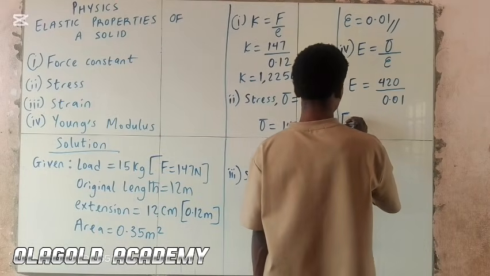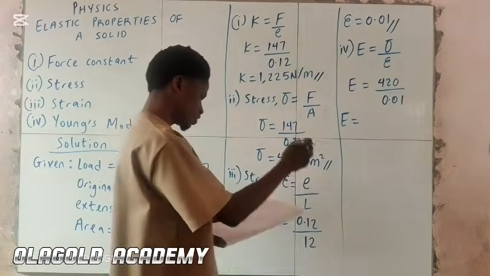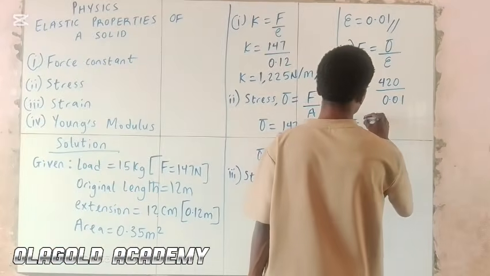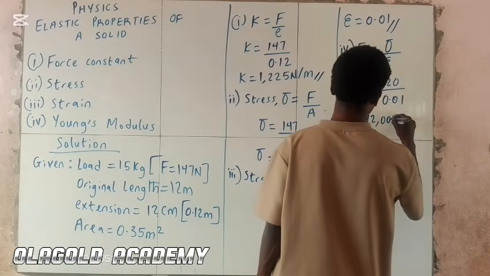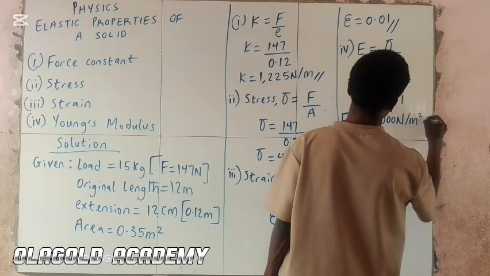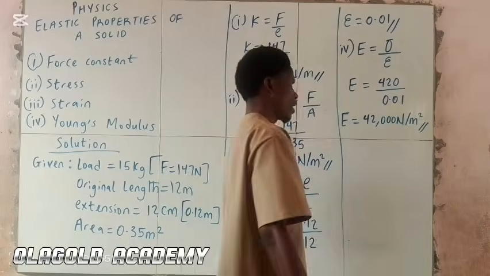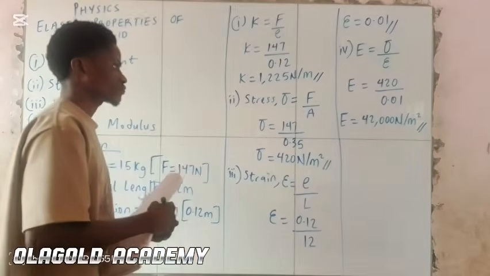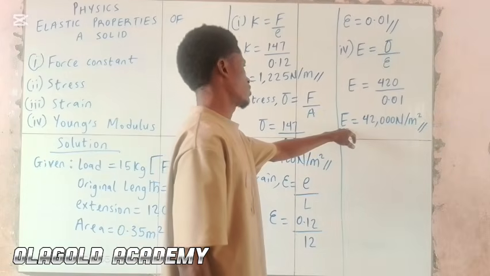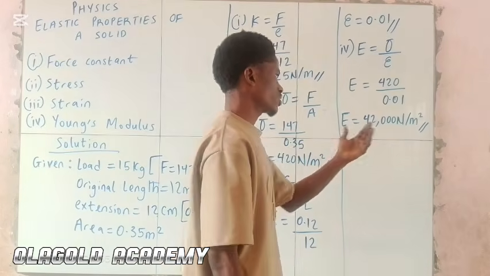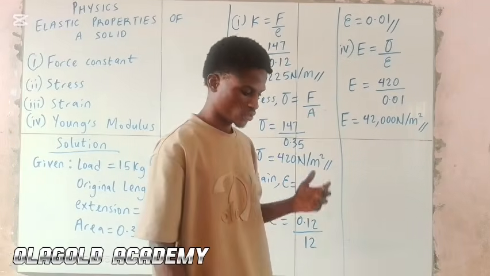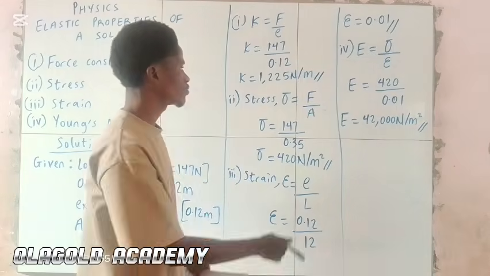So Young's modulus, if we divide this, we are going to get 42,000 Newton per meter square. Remember that Young's modulus shares the same SI unit with stress. So this gives us our final answer.